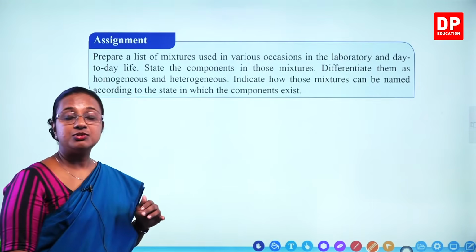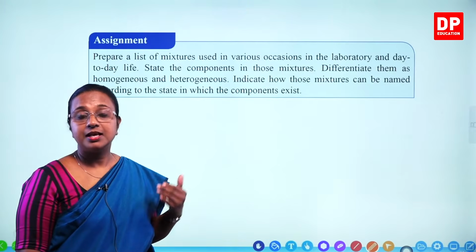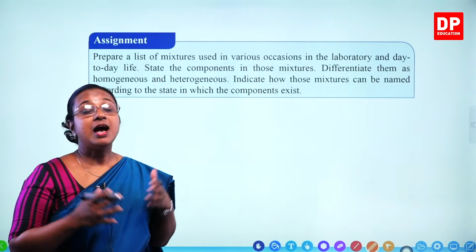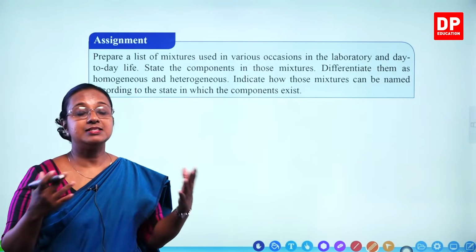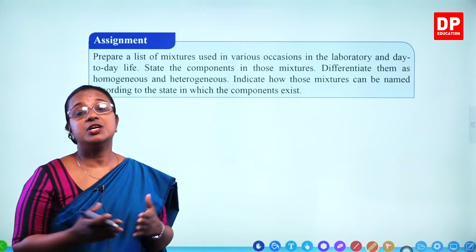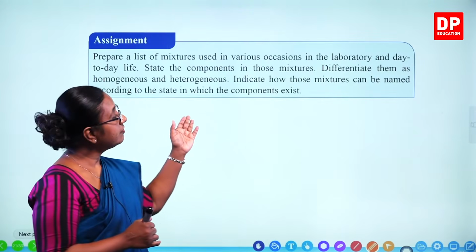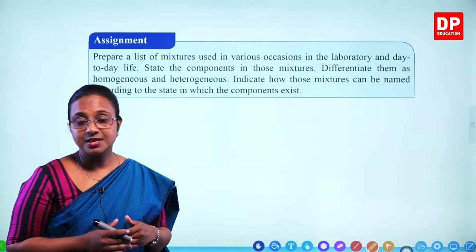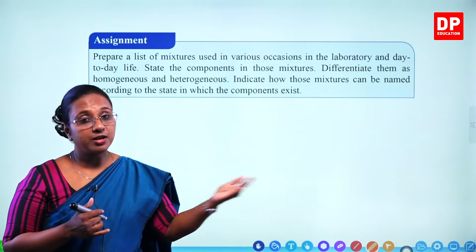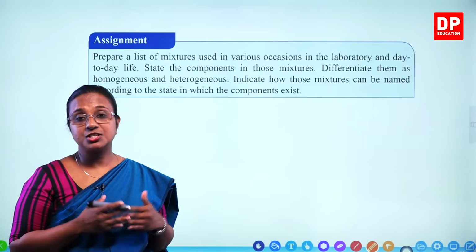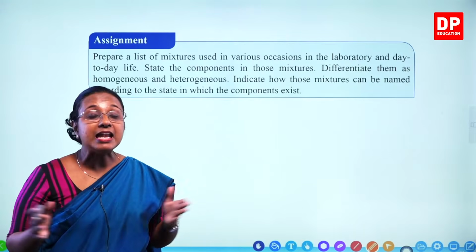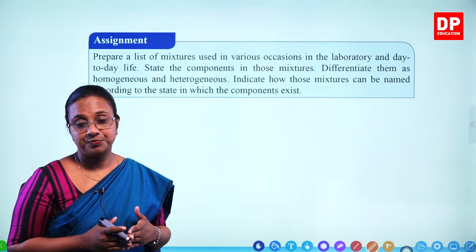So, this is similar to the table that we discussed in the previous slide. You have to write examples, identify the components and say whether that is homogeneous or heterogeneous, and then you term the mixture. I will show you a few examples, then you can gather information or observe the different types of mixtures available in your household as well as the laboratory, and you can classify them.